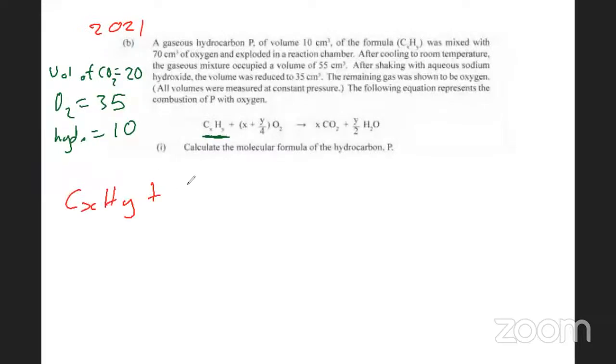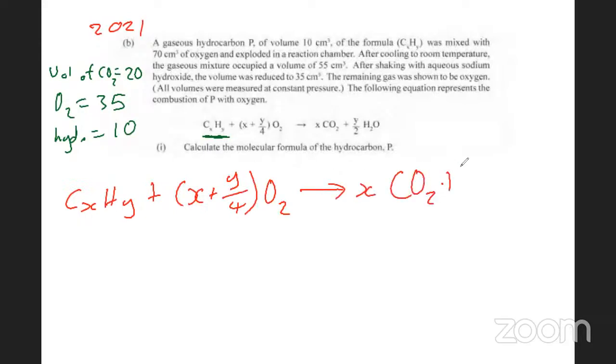CXHY. So the equation is CXHY plus X plus Y over 4 O2 to give X CO2 plus Y over 2 H2O. Do not let the X plus Y over 4 scare you. It's just a mixed fraction. So first thing we're going to do is put these values under the compound. So 10 cm cube of hydrocarbon, 35 cm cube of oxygen, and 20 cm cube of CO2.